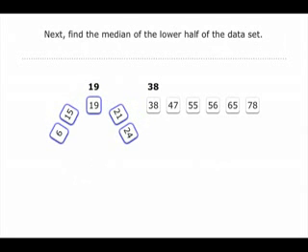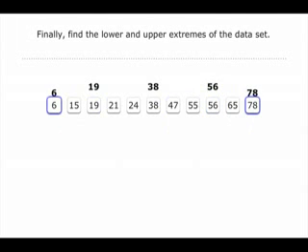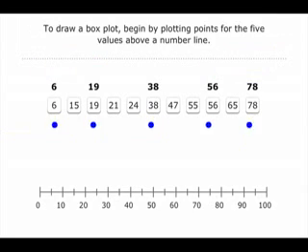Next, find the median of the lower half of the data set. Do the same to find the median for the upper half of the dataset. Finally, find the lower and upper extremes of the dataset. These 5 values are everything you need to construct a box plot.